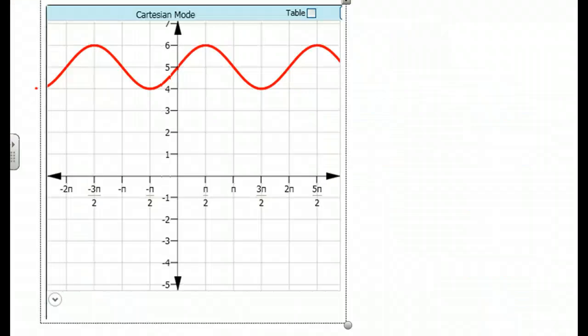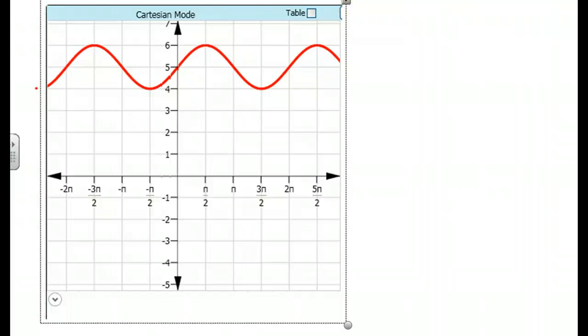So let's do a problem. What we want to do is try to find the equation of this graph. And the first thing that you should do in order to find the equation is find the midline. And if we can find the midline, then we can find out if this graph has been shifted up or down. We can find a number of other elements as well.